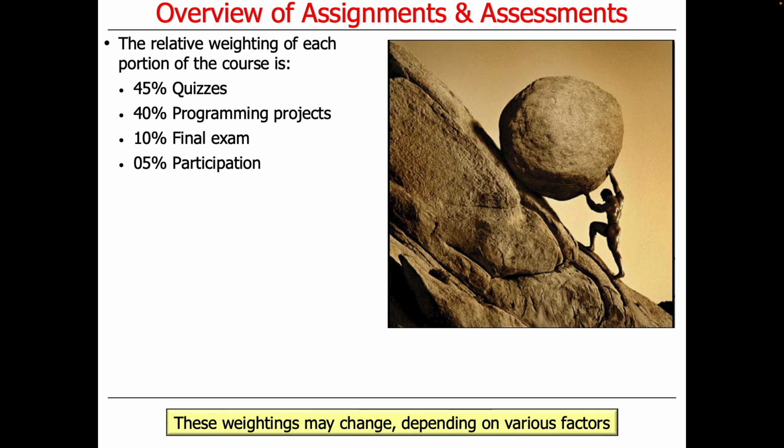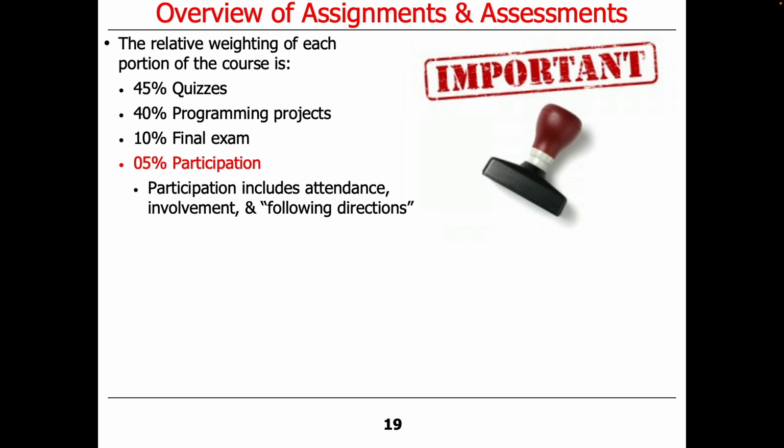This is the relative weighting of the course at the moment. Things may change a little bit depending on various factors, but quizzes are worth 45%, programs are worth 40%, final exam, if we have one, is worth 10%, and 5% is for something called participation. So participation includes coming to class, and we're probably going to use the Top Hat system to keep track of attendance. Secondly, it means being involved, asking questions, making comments, coming to office hours as well, and following directions.